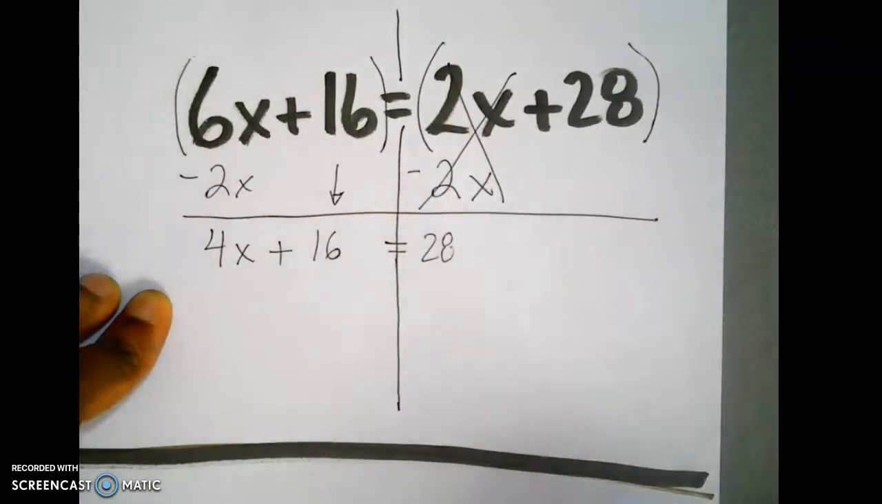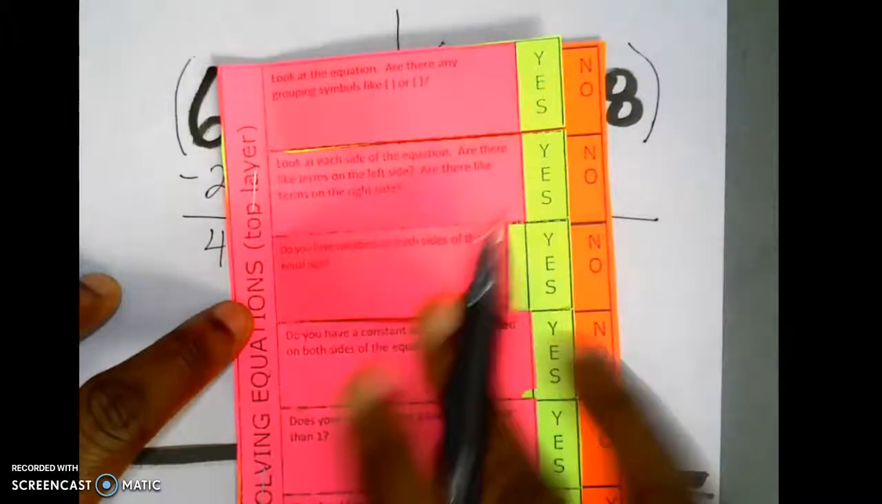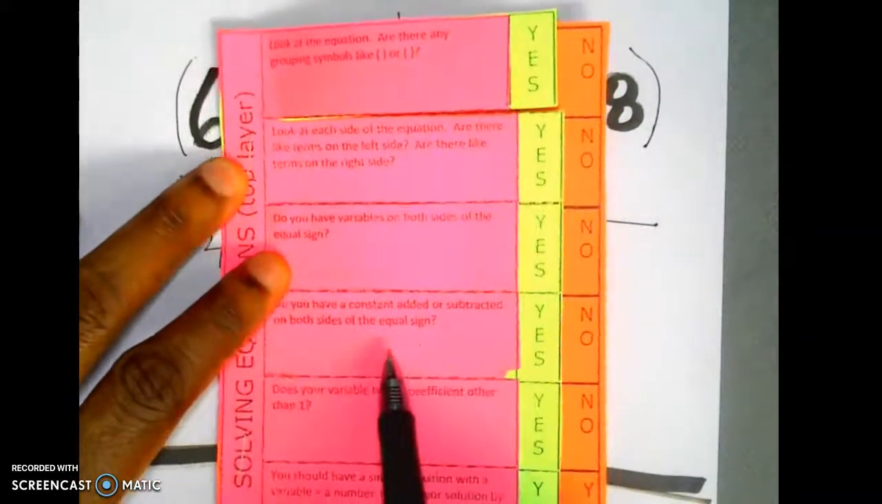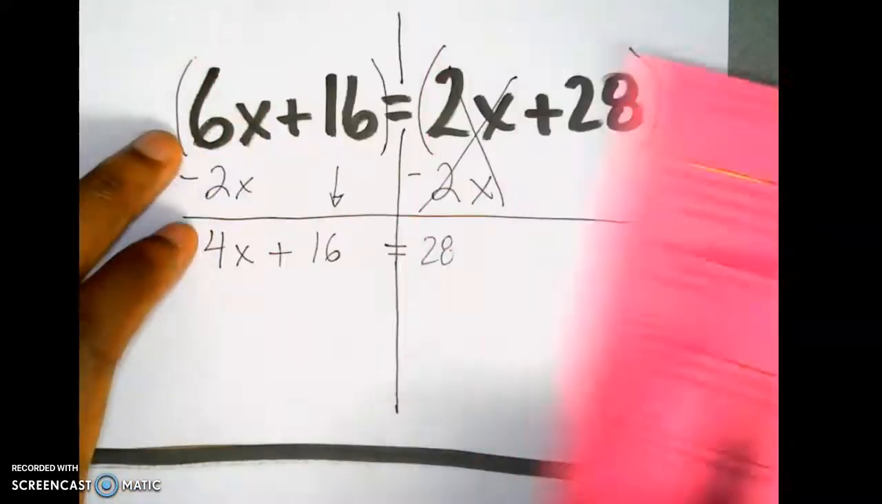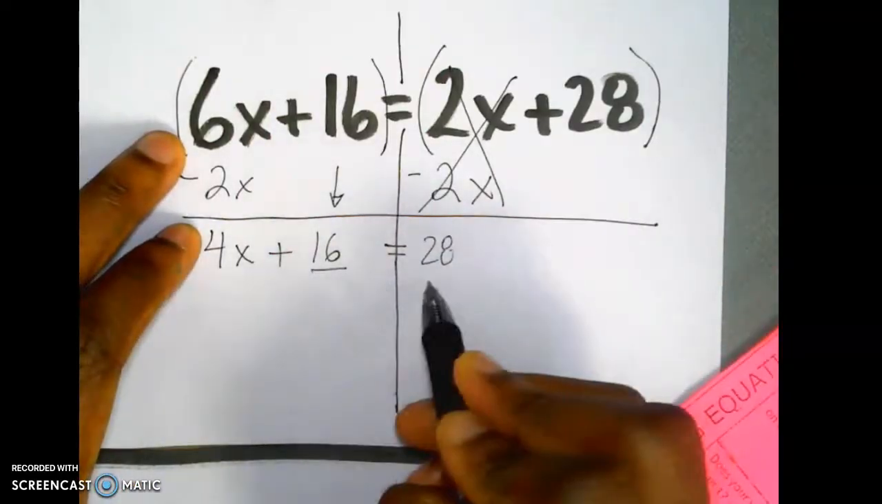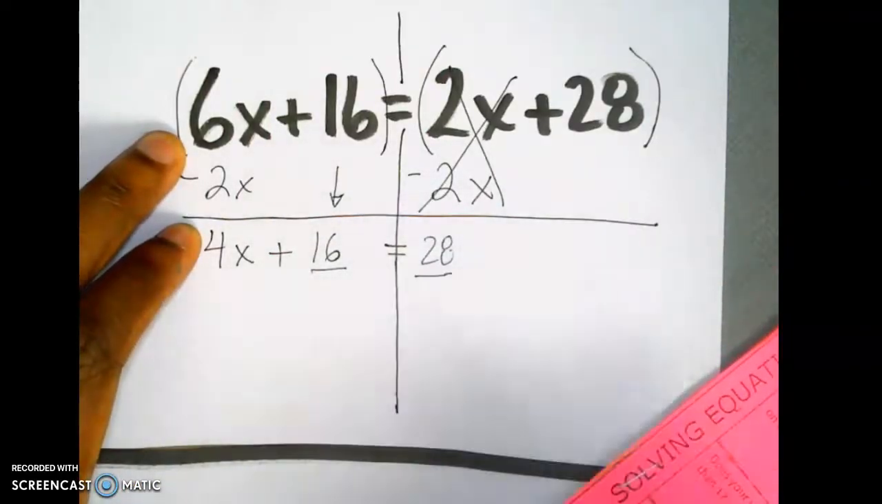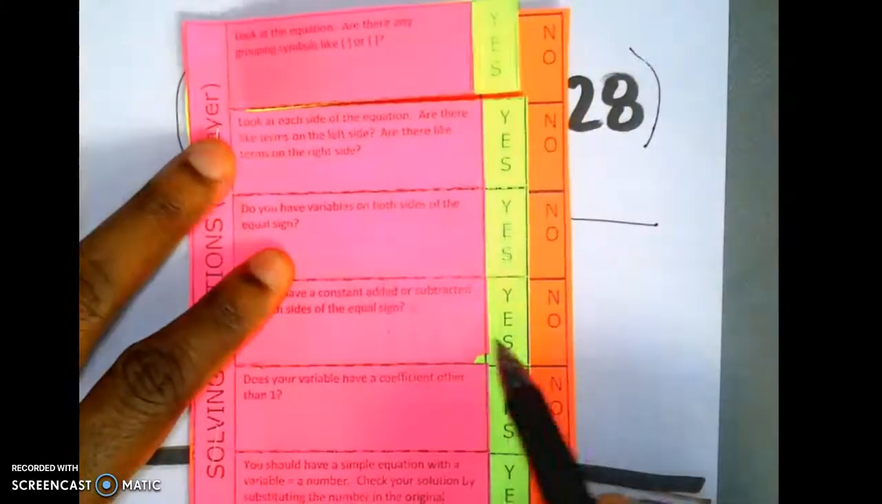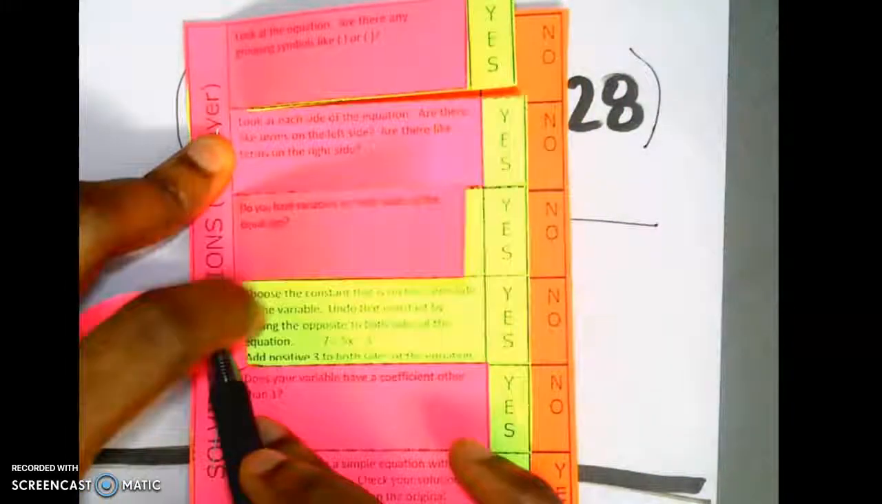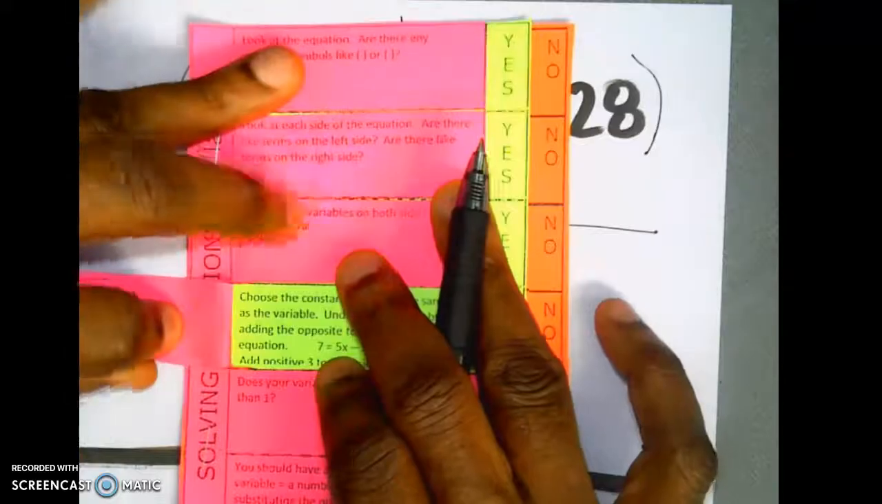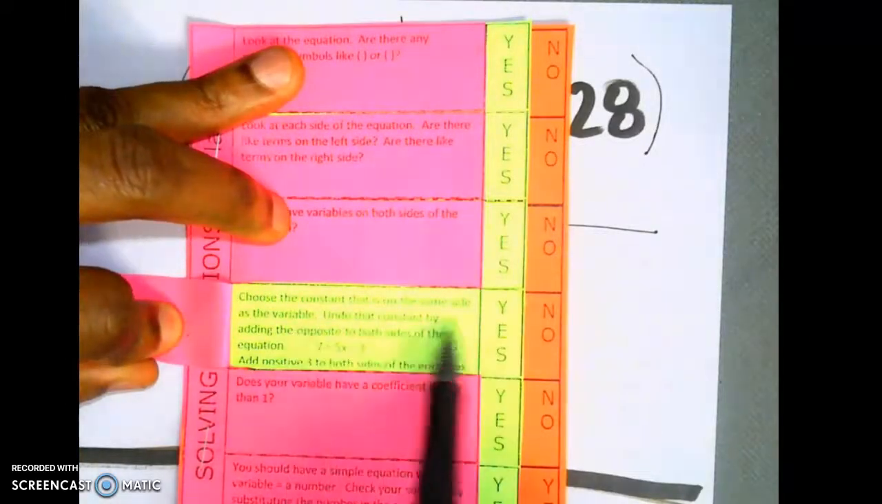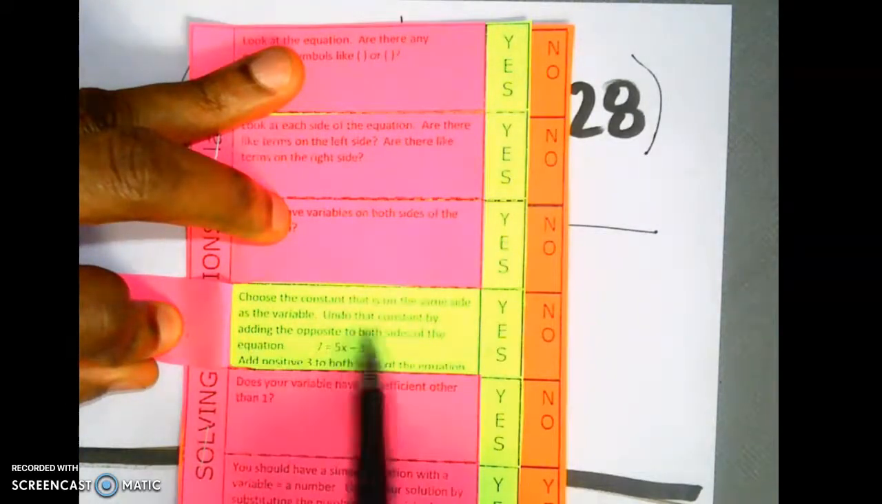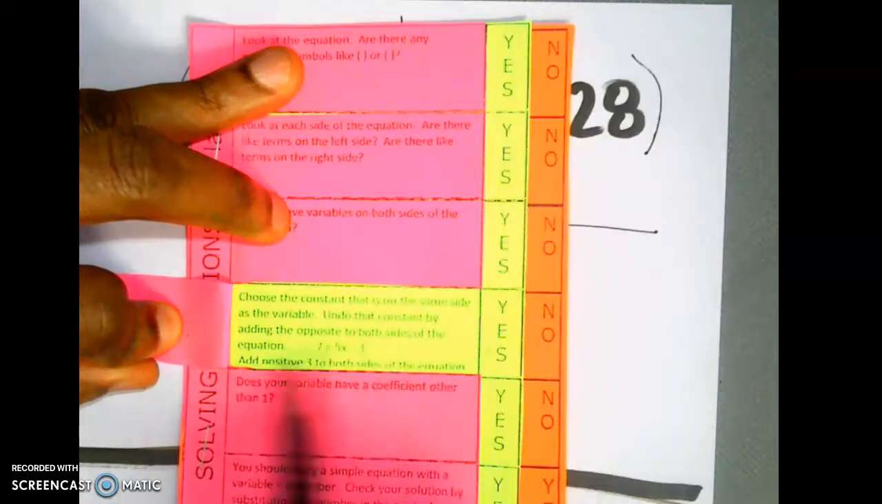Okay? Bringing back my tool. Do you have a constant added or subtracted on both sides of the equal sign? In fact, I do. This is a constant because there's no variable there. This is a constant because there's no variable there. So when I pull this up and it says yes, okay, looking at my next option, it says choose the constant that's on the same side as the variable. Undo that constant by adding the opposite to both sides of the equation.